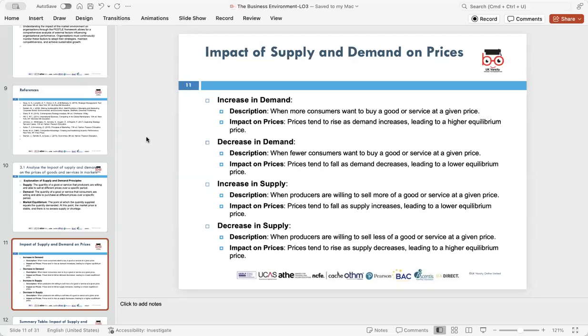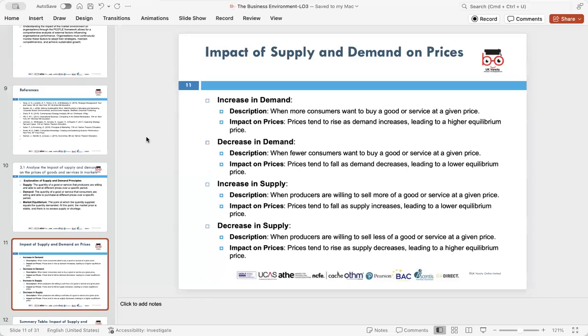Decrease in demand occurs when fewer consumers want to buy a good or service at a given point. Impact: as demand decreases, prices tend to fall, leading to a lower equilibrium price.